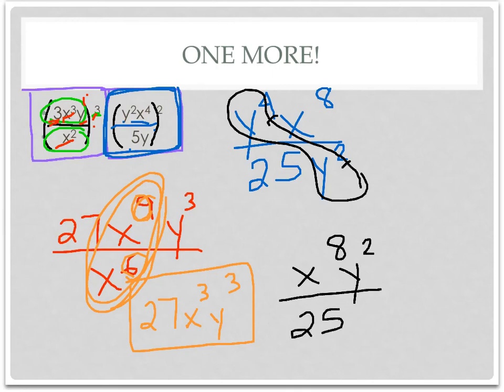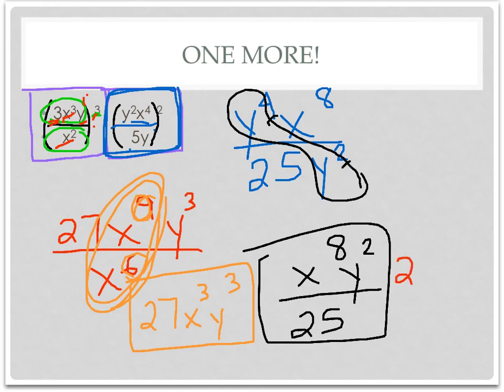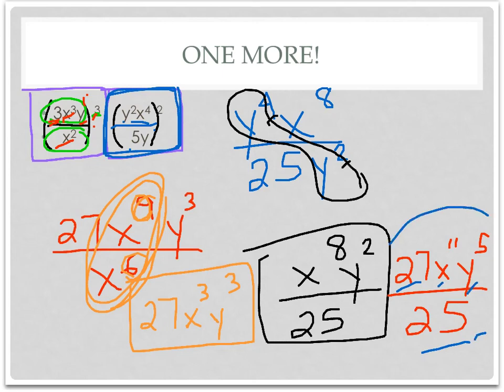And now what I can do is multiply these two fractions and see what I get. So when I multiply, on the top I would get 27 x to the 11th, y to the 5th, all over 25. And I always just want to double check to make sure I can't reduce anything. So when I look at these numbers, 27 and 25 can't be reduced. There's an x on top, no x on the bottom, y on top, no y on the bottom. So this is the final answer.